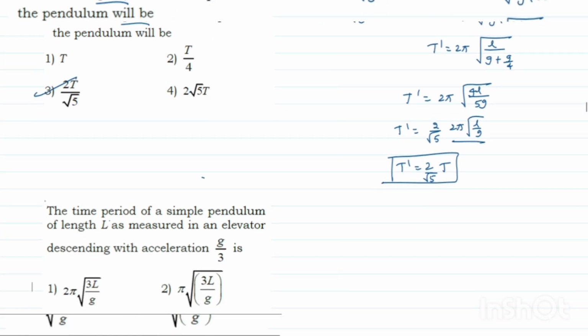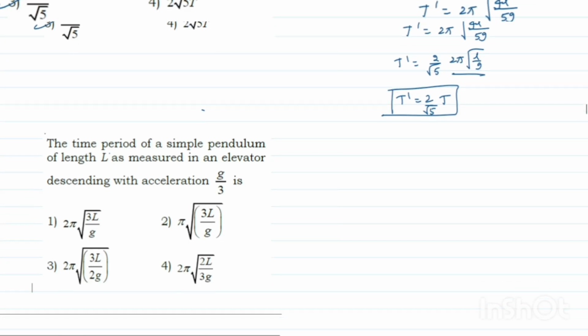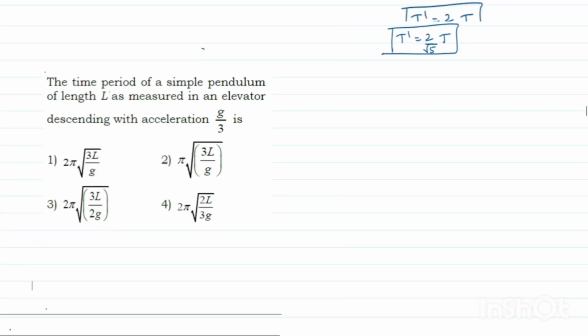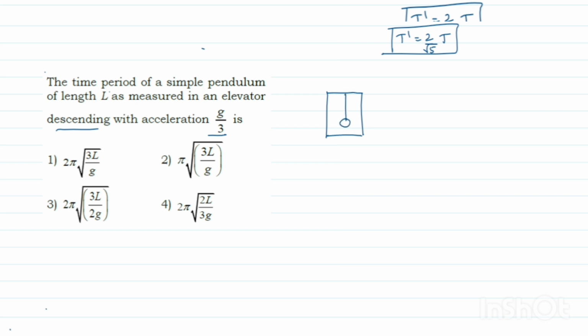Let us see the next case here. The time period of a simple pendulum of length L is measured in an elevator that is descending with an acceleration g by 3. So initially, the simple pendulum inside the lift at rest has a time period of oscillation T equals 2 pi into root over L by g.